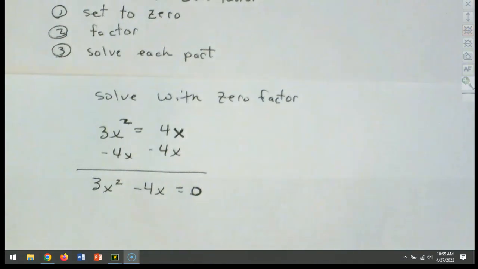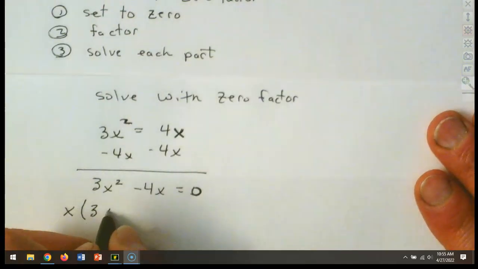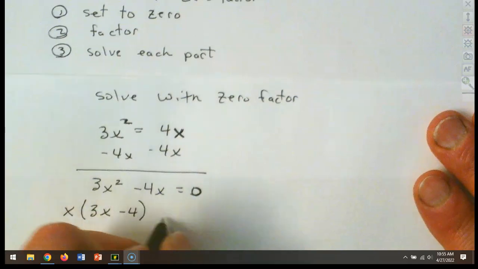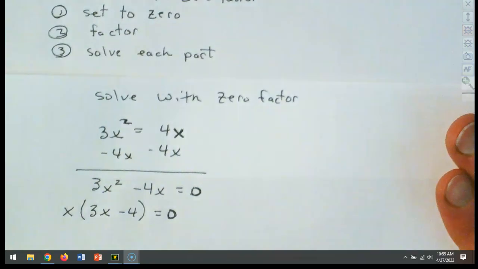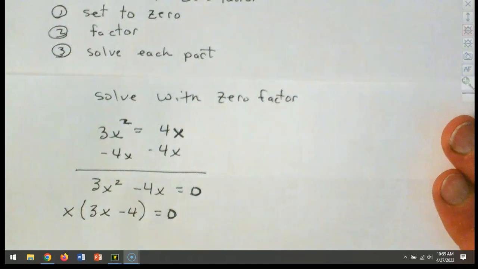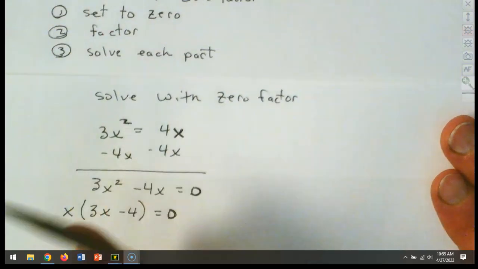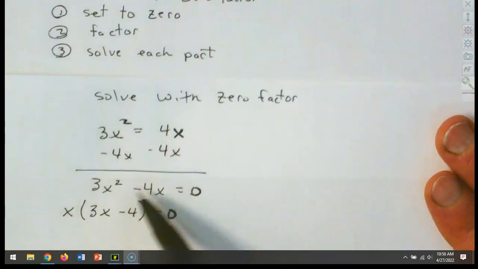Now, what can I factor out of the left-hand side? Can someone tell me? An x can come out. So that leaves you then with a 3x minus 4. These are going to have multiple solutions. And the highest power tells you how many solutions you might have at most. You may have fewer, but in this case, you can have at most 2 solutions. So we set this to 0.